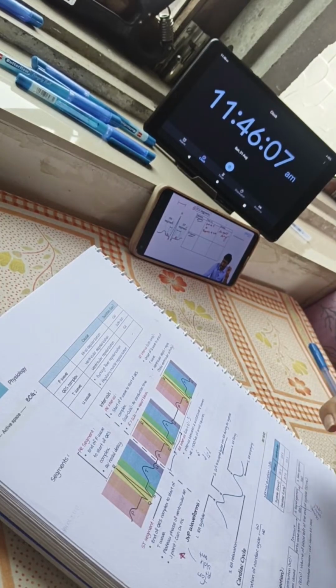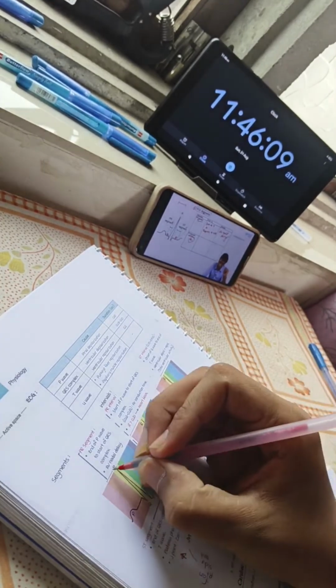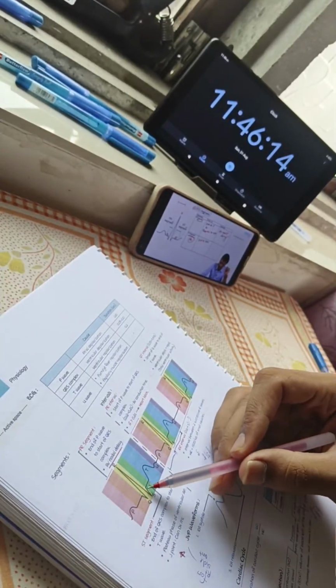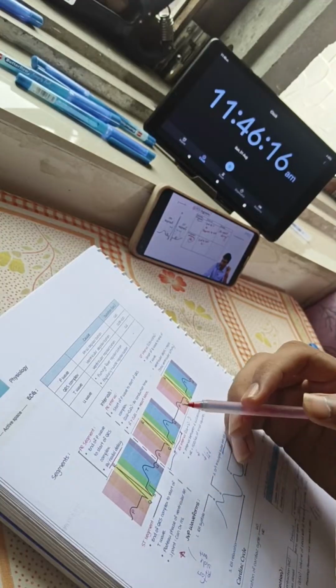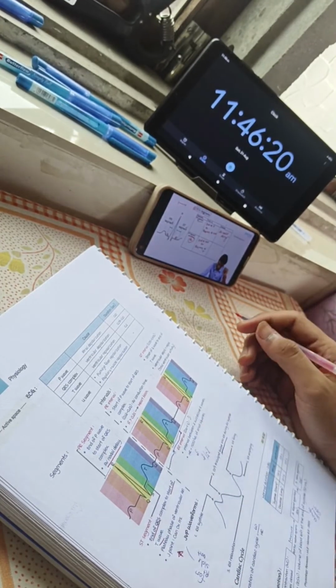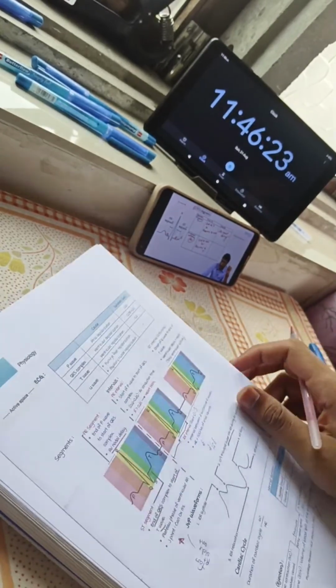Second, ST segment, where we commonly look in myocardial infarction. What is this ST segment? We are clearly seeing end of QRS. Correct. End of QRS, start of T wave. Beginning of this is T wave. So end of QRS, beginning of T wave.